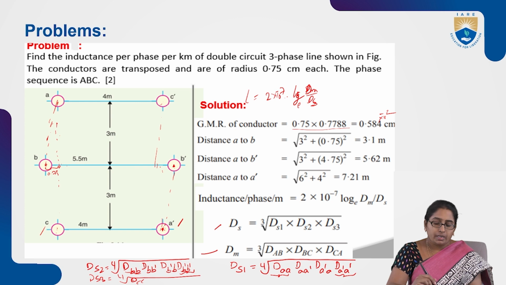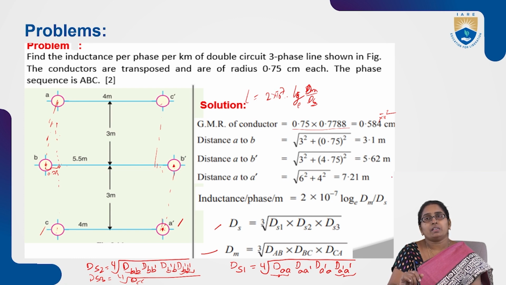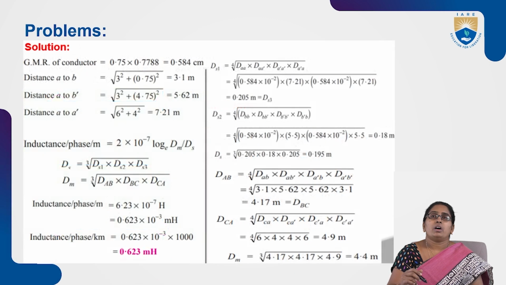Then at last substitute in this and get the DS, the total self GMR. Now finally, to calculate the inductance of the line: 2 into 10 power minus 7 into log base e of DM by DS. So DM is calculated, total DS is calculated. Substitute it here. We'll see in the next slide what the answers are.